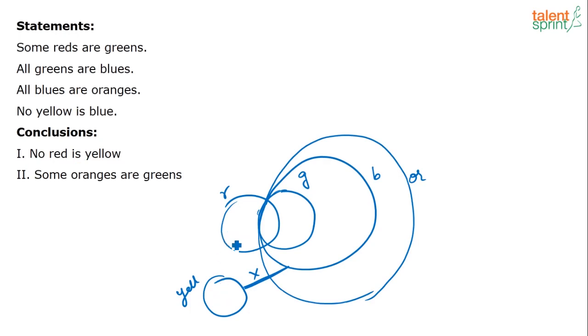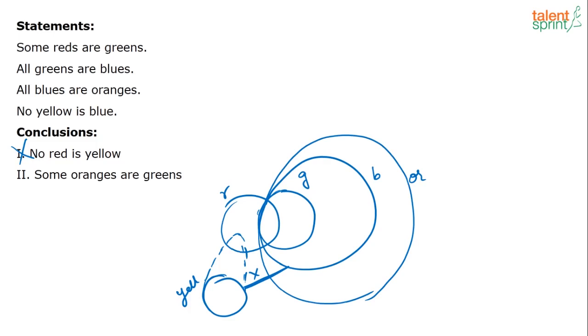Now, the first conclusion says no red is yellow. Right? See, do we know whether red is yellow or not? We know that no blue is yellow. Only that we know. And there can be some overlapping between red and yellow. Correct? See, yellow set can also be like this. We are not sure. So we cannot definitely say that no red is yellow. I have just represented using the basic diagram like this, but this set yellow can also overlap with the red set. So I cannot definitely say that conclusion 1 is true. So conclusion 1 does not follow.